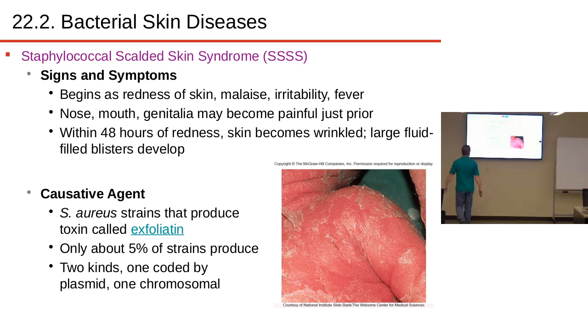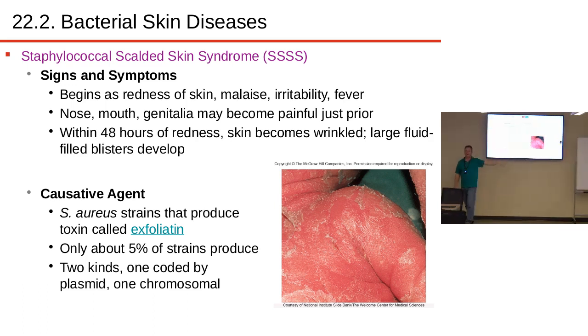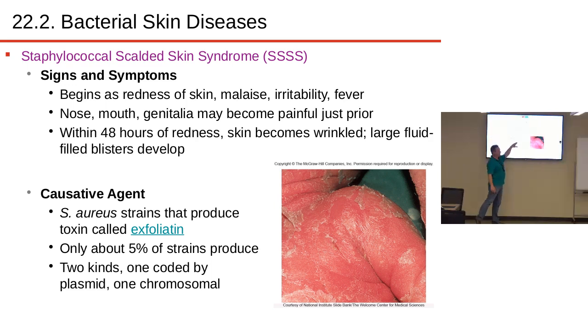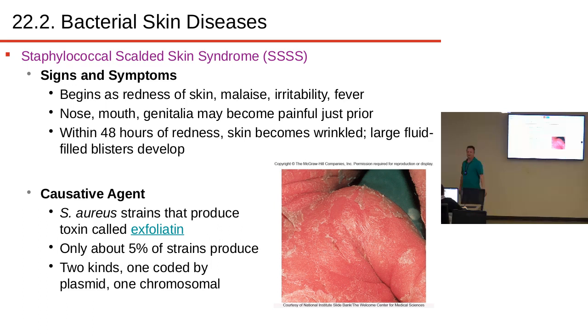Causative agent, yet again, is Staphylococcus aureus. It's going to be based off that same toxin that it produces called exfoliatin. Just by its name, exfoliatin, it should immediately trigger in your mind exfoliation, basically removing dead skin. Here, this particular toxin is what's causing the skin to basically fall off. Luckily, only about 5% of all known staphylococcal strains actually produce this toxin.